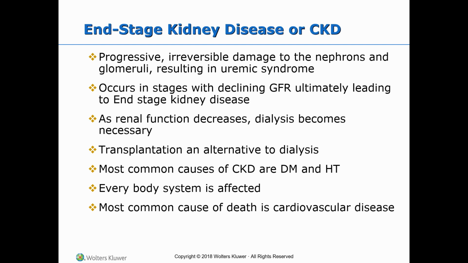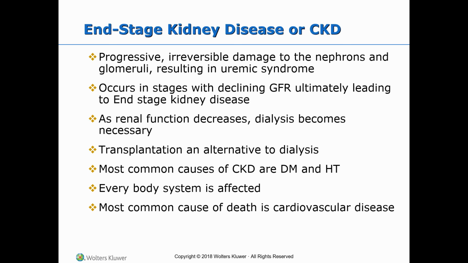Serum creatinine and BUN levels increase. Serum creatinine is a more sensitive indicator of renal function than BUN, since BUN is affected by protein intake, catabolism, etc. Chronic kidney disease occurs in stages with declining GFR. The fifth or the last stage is end-stage kidney disease, at which point regular dialysis or transplantation becomes necessary to sustain life. Most common causes of CKD are diabetes and hypertension.